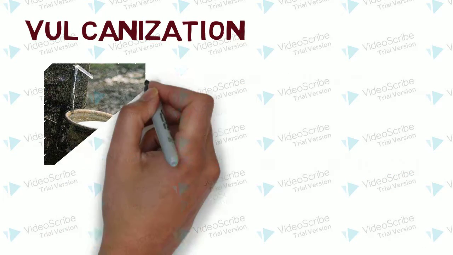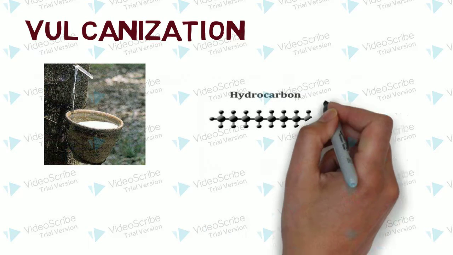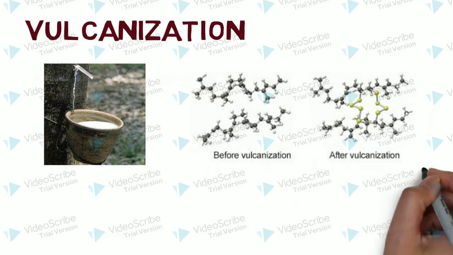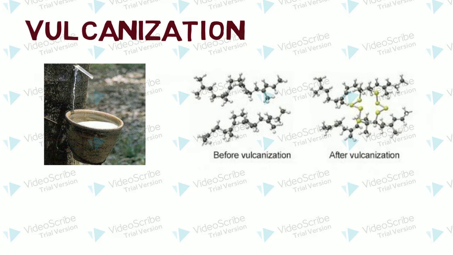Natural rubber contains hydrocarbon chains. The hydrocarbon chains slide over one another and get stuck together. This enables it to be sticky. In vulcanization, the rubber reacts with sulfur and disulfide bonds are created. This results in cross-links or bridges between the long chain molecules.